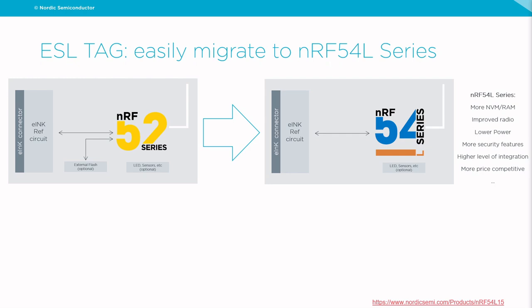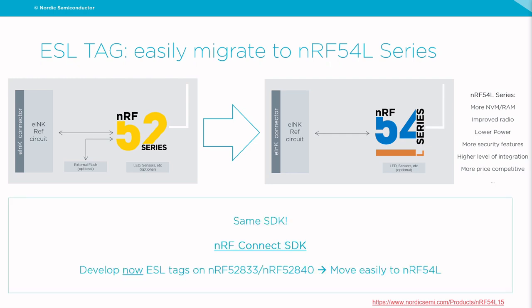The nRF54L series brings more non-volatile memory, more RAM, it has improved radio, it has lower power consumption, more security features, higher level of integration, an extra RISC-V core, and it's more price competitive. Both SoCs are supported by the nRF Connect SDK, so you don't need to wait for the nRF54 series to start playing with the Bluetooth ESL implementation. The development can start now, for example, on nRF52833 or 52840, and then move easily to the nRF54L series.